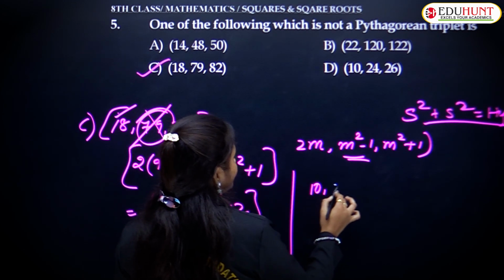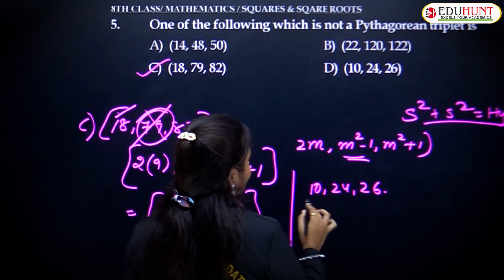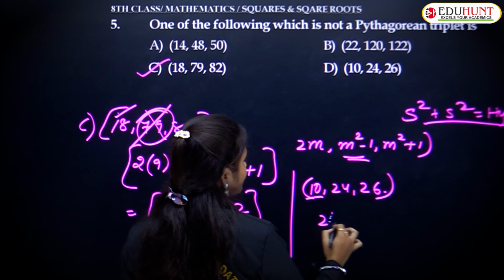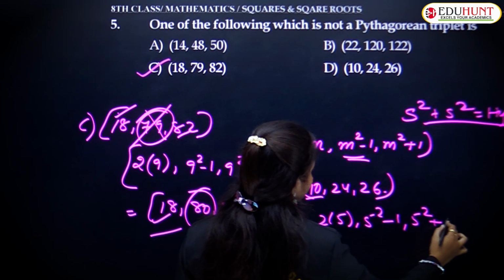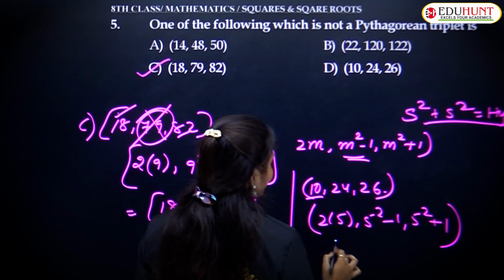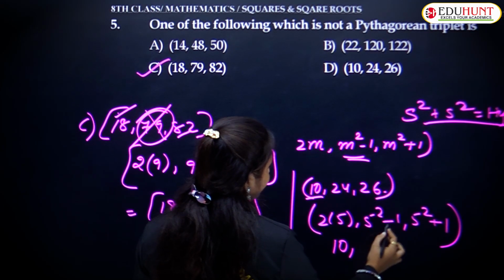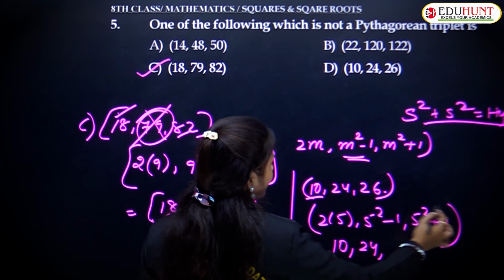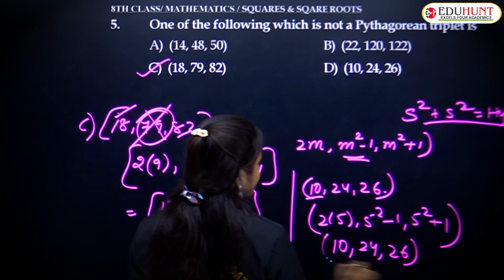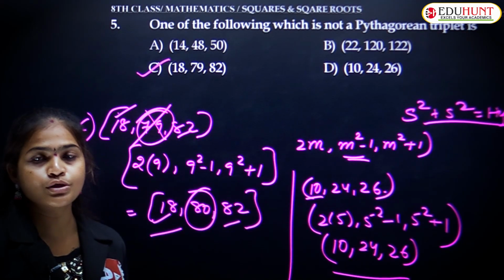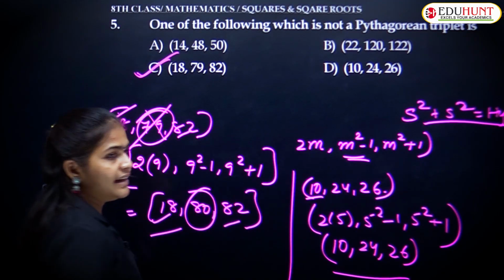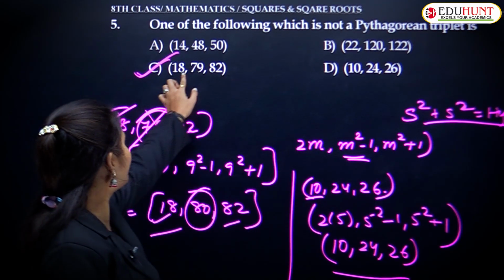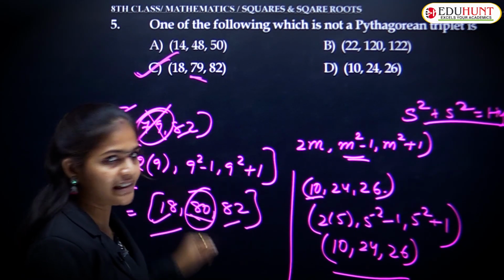So 10, 24, 26. This is divided by 2, so 2 fives 10. Next one is 5 square minus 1, next one 5 square plus 1. So 2 fives are 10, 5 square means 25 minus 1 is 24, 25 plus 1 is 26. So it satisfies that condition. So which option is wrong here? That is option C, 18, 79, 82. But here in the place of 79, we will get 80.